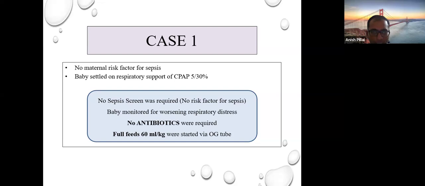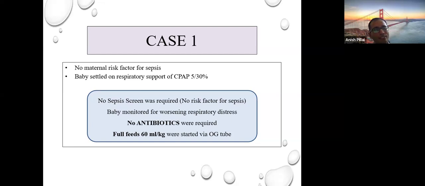There was meconium stained liquor, X-ray suggestive of MAS. So there is a reason. So you know that the respiratory distress is related to meconium. So there is no sepsis screen required. There are no antibiotics needed, but the baby has to be monitored for worsening respiratory distress. So, like meconium aspiration syndrome, if the baby improves in 2, 3, 4 days, then you are happy, the baby can be discharged.